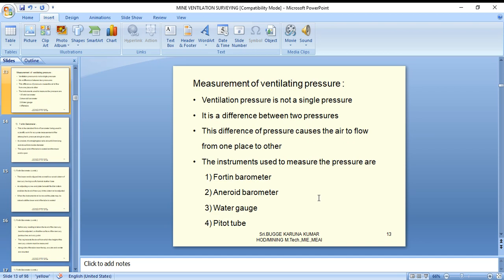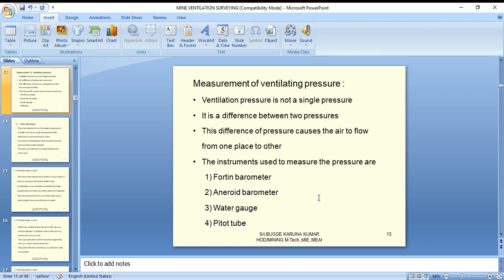Measurement of ventilating pressure. Ventilation pressure is not a single pressure. It is a difference between two pressures. This difference of pressures causes the air to flow from one place to another. The instruments used to measure the pressure are the mercury barometer, aneroid barometer, water gauge, and Pitot tube.